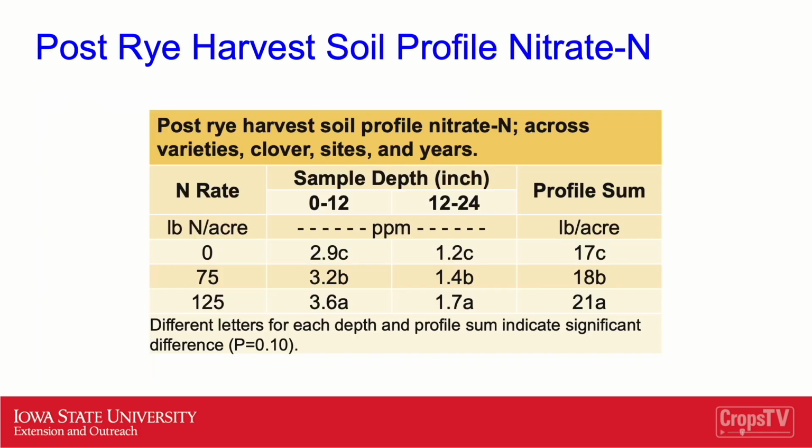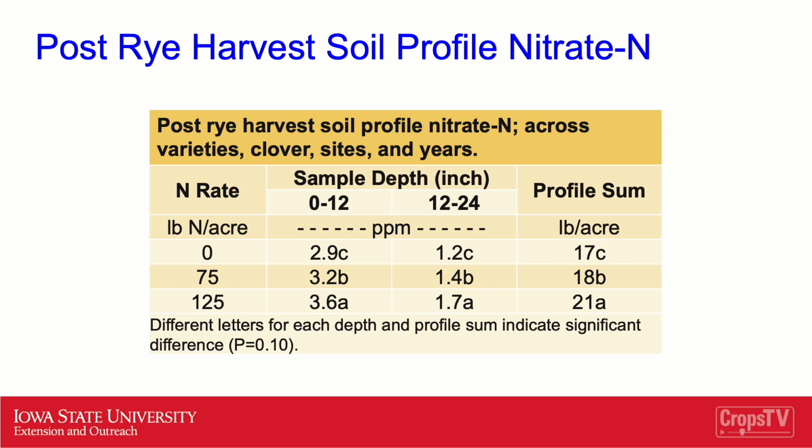We did look at the soil profile Nitrate-N following the rye harvest, and this is important to see how much nitrate might be left in the soil profile. We have 3 N rates we measured, 0, 75, and 125 pounds of N per acre. We sampled the top foot and then the second foot, so we went down to a total 2-foot profile.